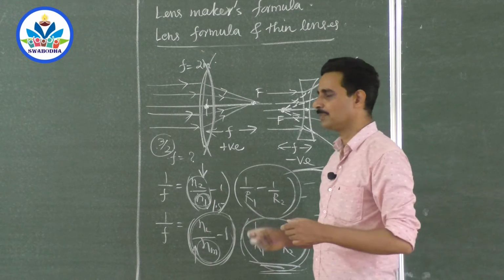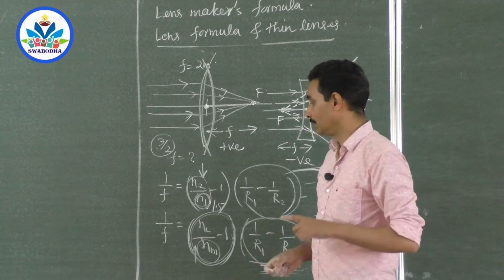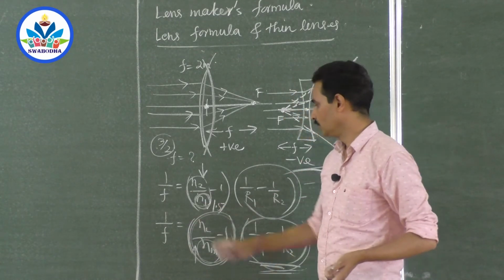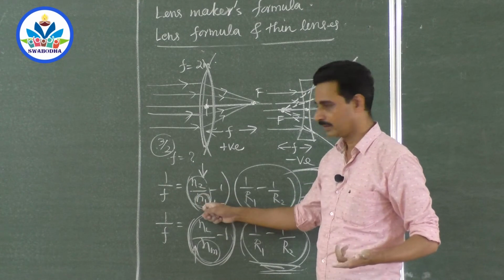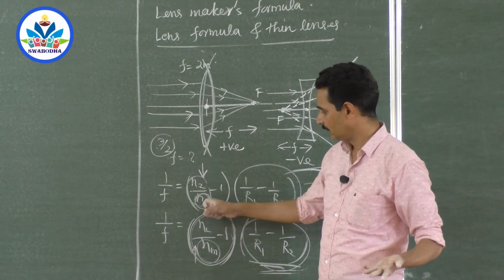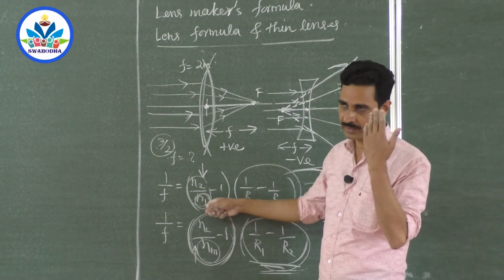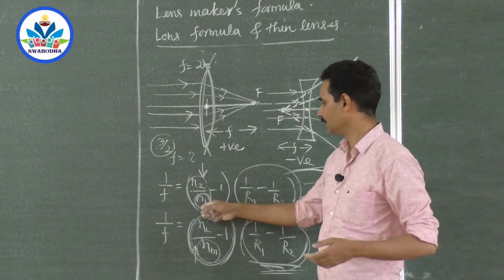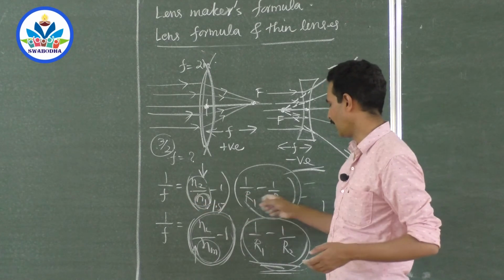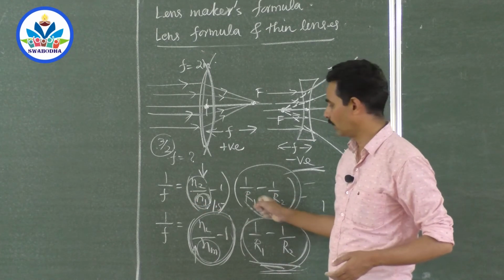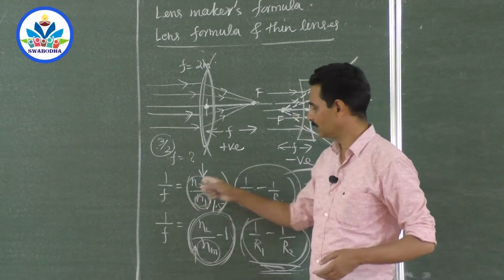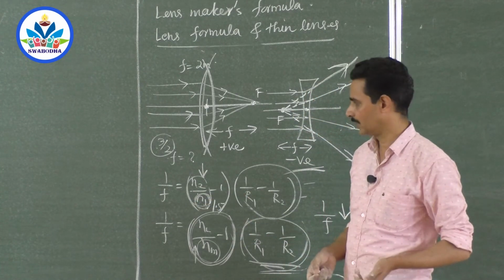This is called the lens maker's formula because the lens maker will prefer this one. You will select these two. Of course, there is no chance of selecting the other one. Here this should be one because you will wear the spectacles only in air. So this is one. The lens maker will choose this in order to get the same focal length using this medium. So that is why it is called the lens maker's formula.